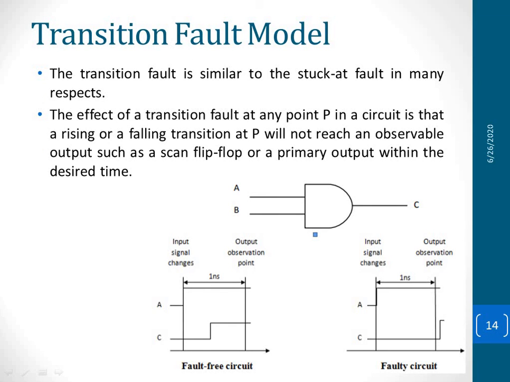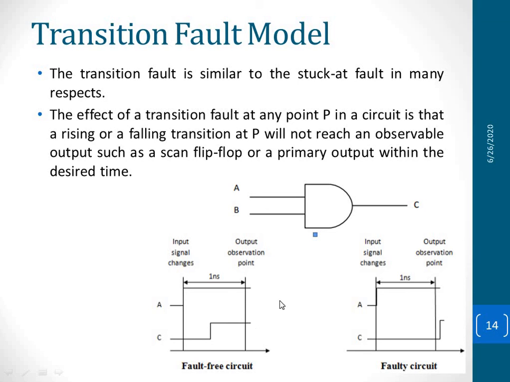Next is the transition fault model. The transition fault is similar to the stuck at fault in many respects. The effect of a transition fault at any point P in a circuit is that a rising or falling transition at P will not reach an observable output, such as a scan flip-flop or primary output, within the desired time. So you can see here an AND gate, again the same example.